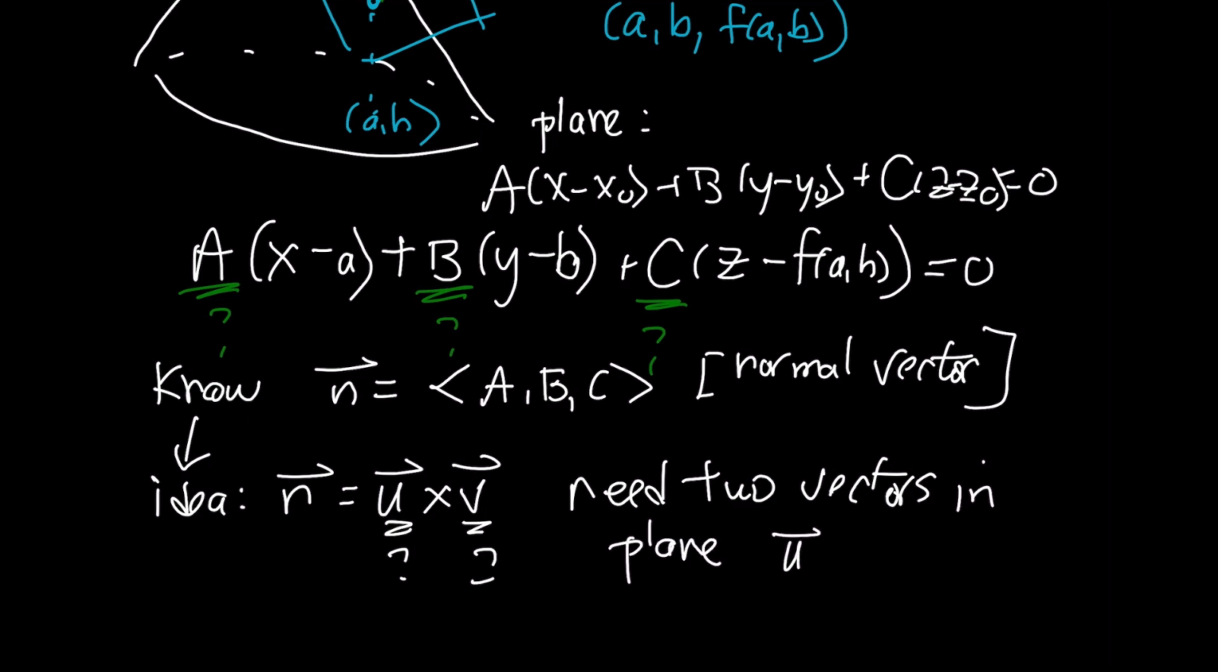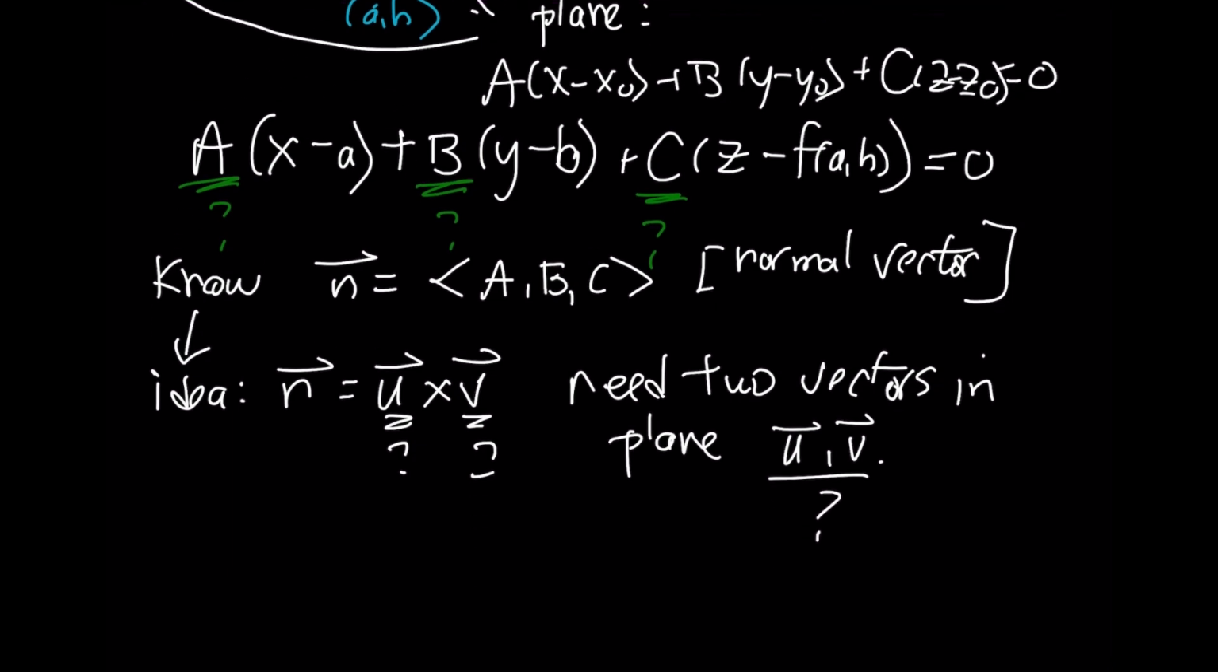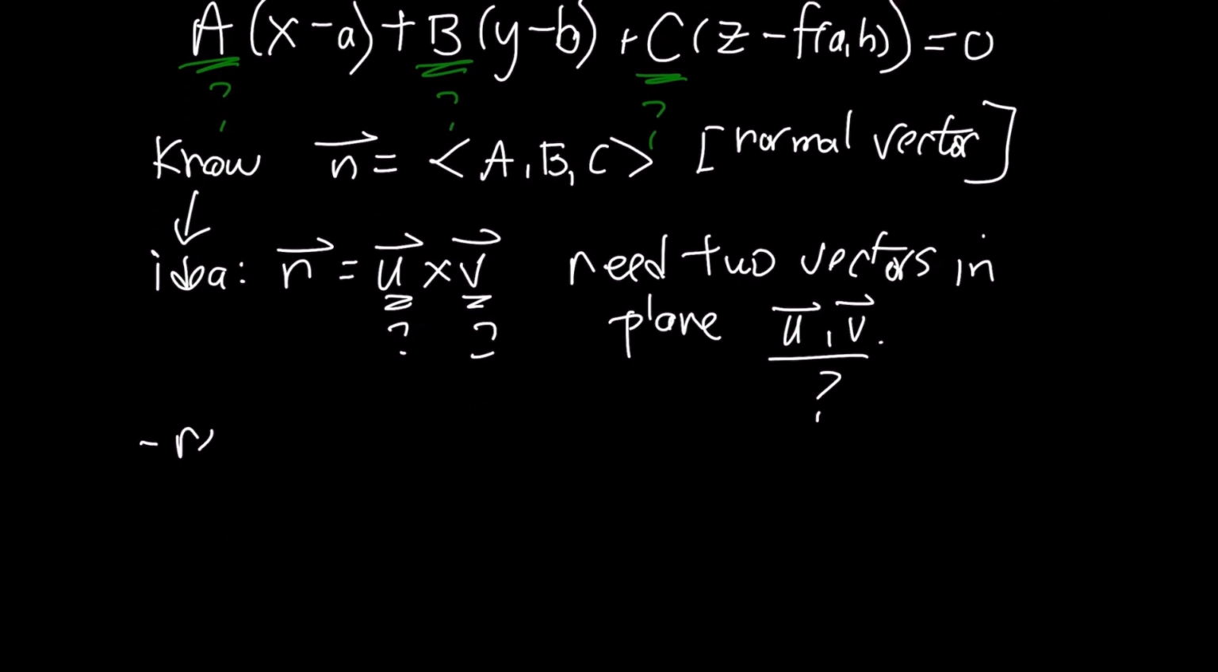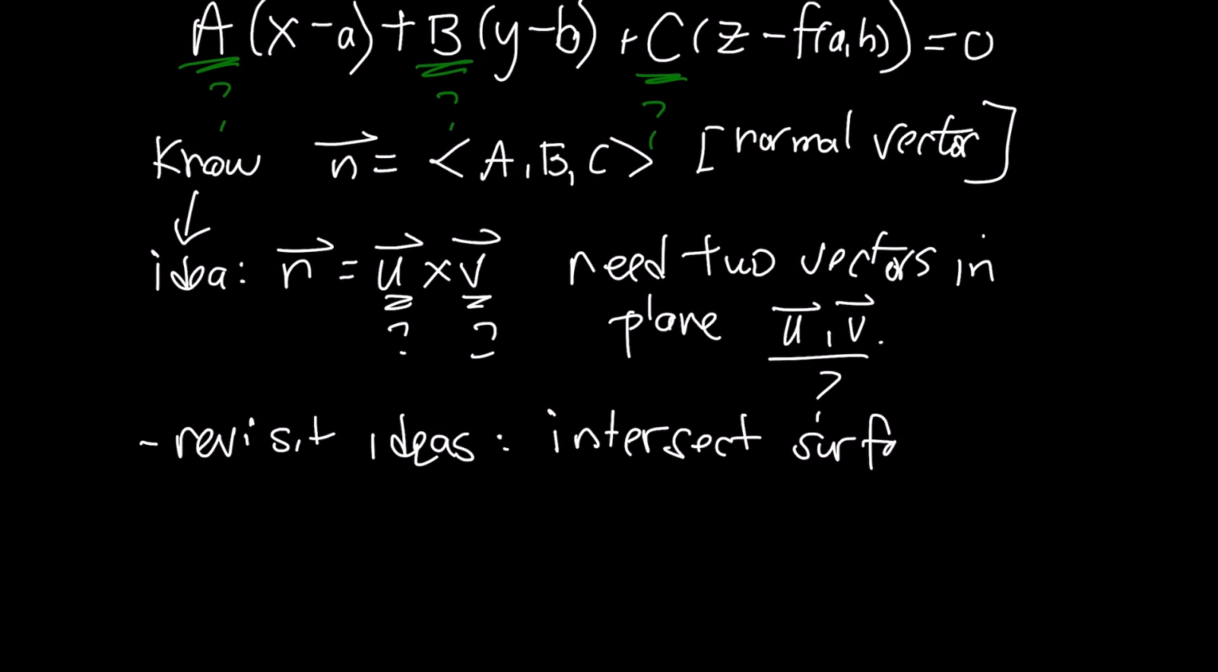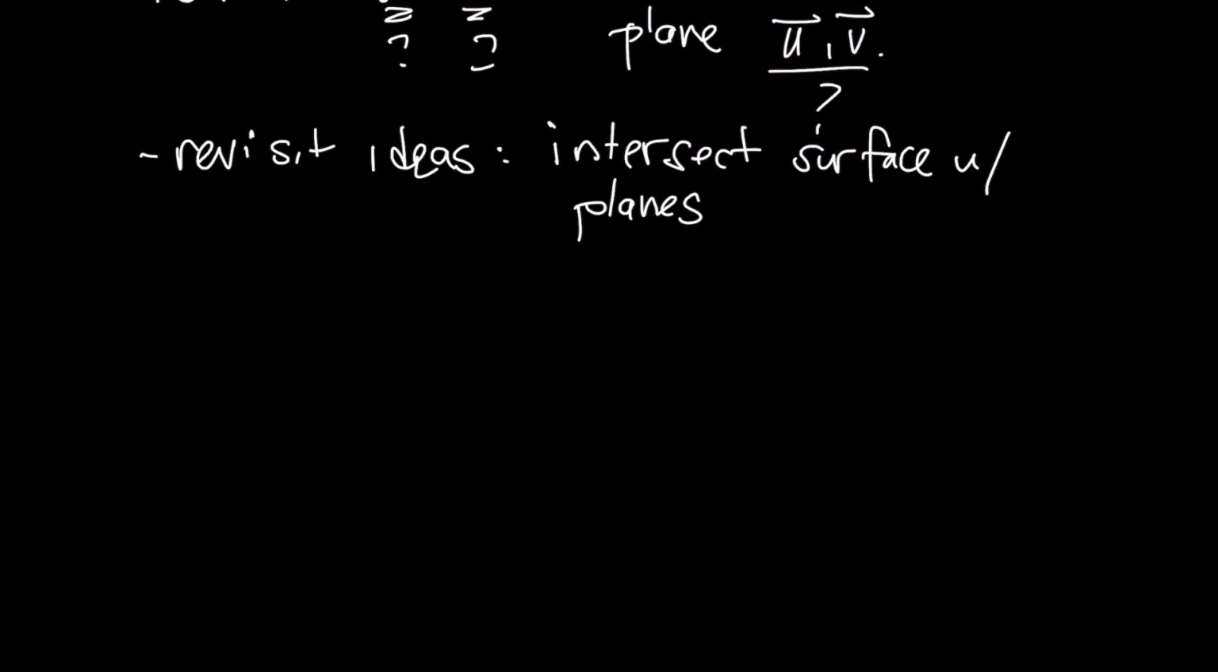So how do we find these two vectors in the plane? We're going to revisit some ideas that we talked about last class. What we're going to do is intersect the surface with planes, and this is going to help us find two vectors that live in the plane.